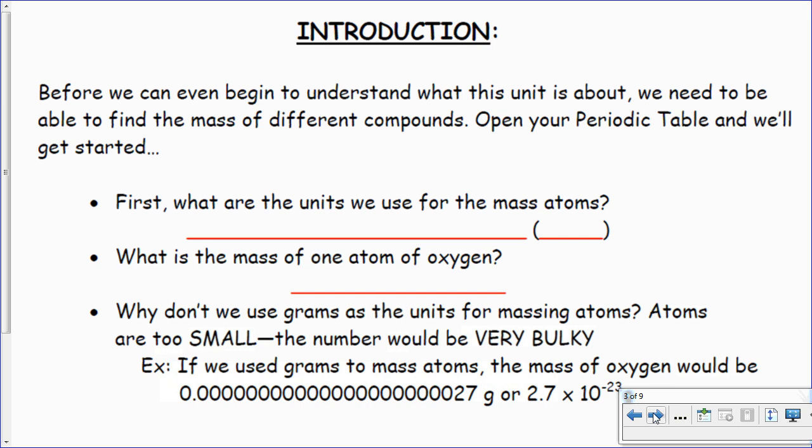So in our introduction, we're going to even look at how we understand what this unit's about. We need to be able to find the mass of different compounds. So check out your periodic table and we're going to get started. Usually we already know this, but the atomic mass units, or AMU, are what we use to mass atoms because they're too small to actually put on a scale. The mass of the atom of oxygen would be 16 AMU.